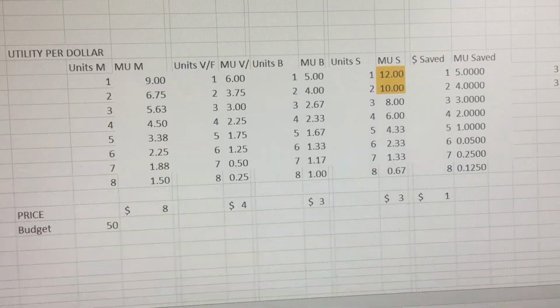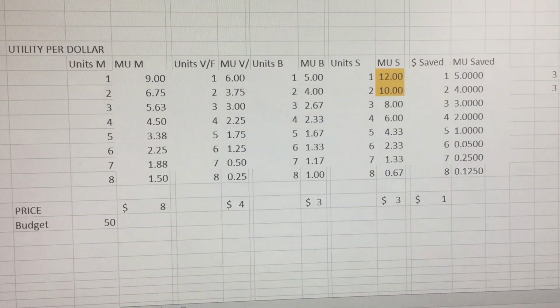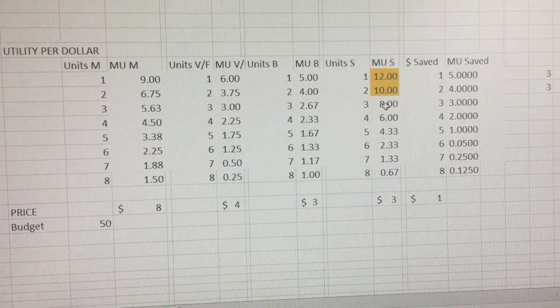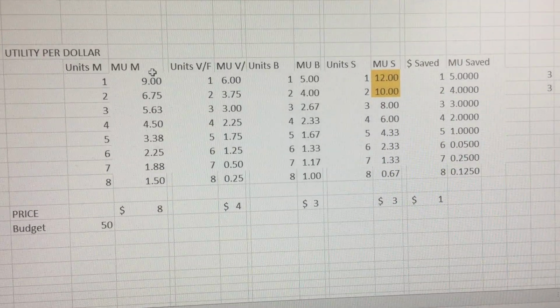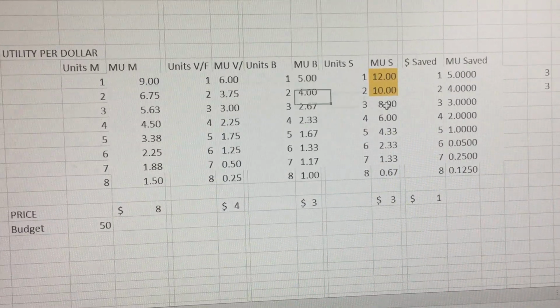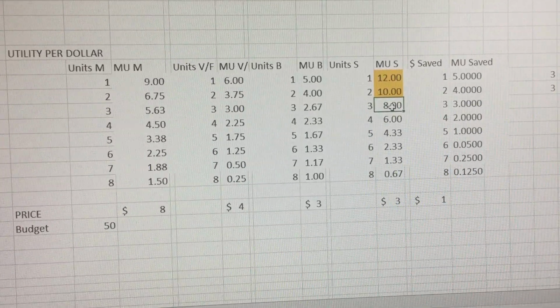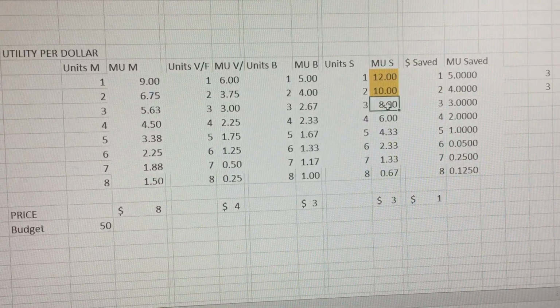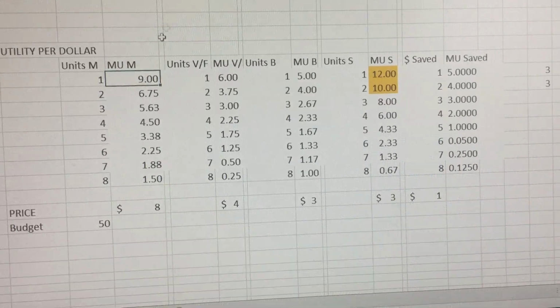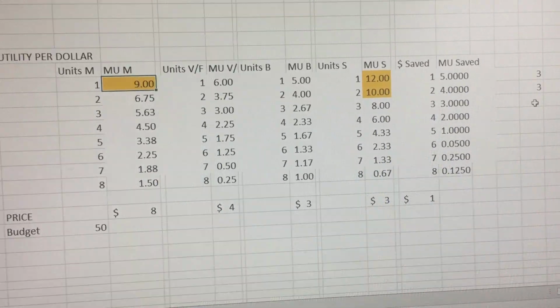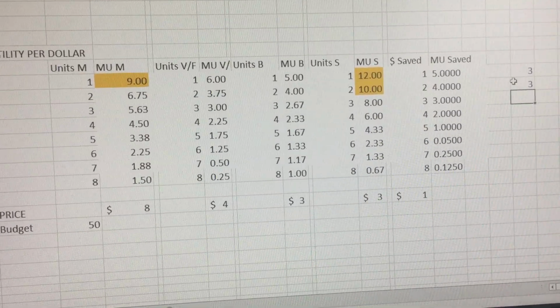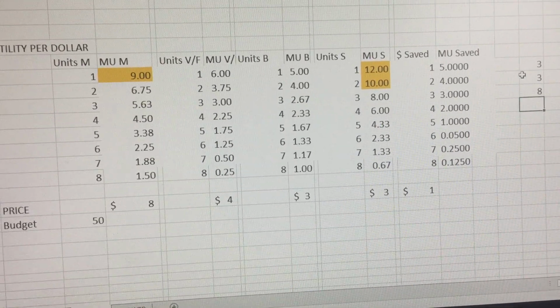Are you getting sick of snacks yet? Well, maybe, because now you see we get more utility by buying some meat than our third snack. We've got a little snack, satisfied that sweet tooth, and now we've got to buy some meat. So meat is the next best. We'll spend that, and we spent $8 on that.